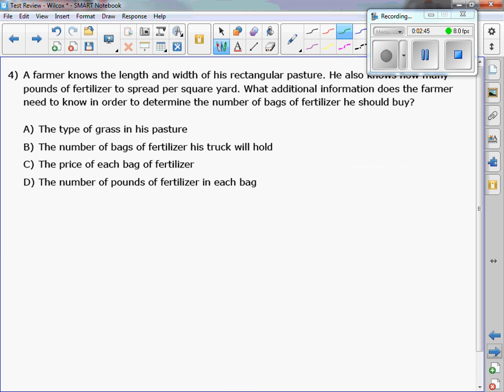Number 4. A farmer knows the length and width of his rectangular pasture. I'm just going to draw our pasture, and we know that he knows his length and width. He also knows how many pounds of fertilizer to spread per square yard. What additional information does the farmer need to know in order to determine the number of bags of fertilizer he should buy? So he knows how many pounds of fertilizer will cover each little square yard. So he knows how much of that.